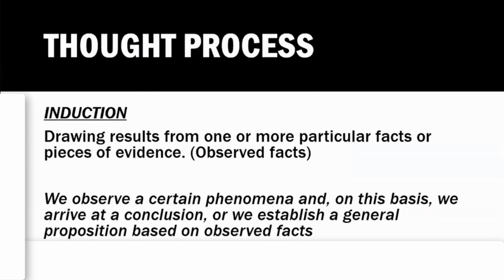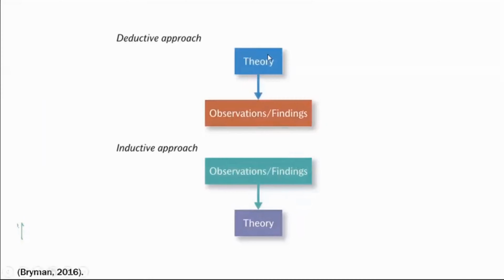And the other thought process is induction, in which we draw results from one or more particular facts or pieces of evidence. We first collect data, and then we analyze data, and then we develop theories. And this process is shown in this picture. You can see in deductive process, we have theory first, and then our findings are later on. Then in induction, observations or findings means we collect data first, we analyze the data, and then we conclude some theory or some findings from that collected data. So that is inductive process.